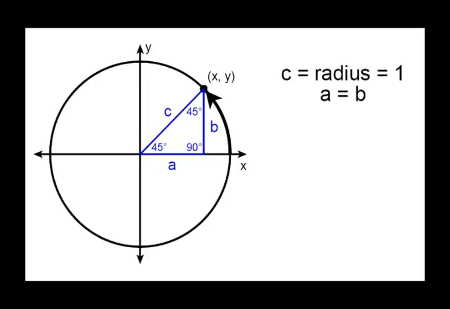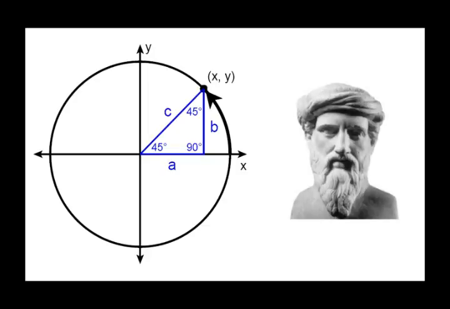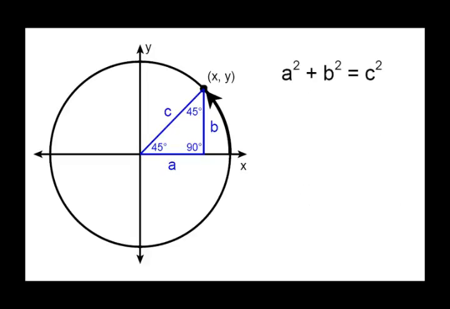What is that length? Since we have a right triangle, we can ask Pythagoras for help. He will tell us that a squared plus b squared equals c squared, and leave us to work out the rest on our own. We know that the length of side C is 1 radius, and our radius has a length of 1. So let's plug that into our formula. A squared plus b squared equals 1 squared, which equals 1.